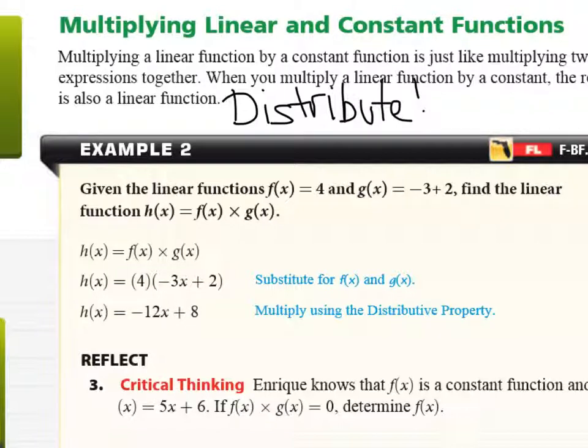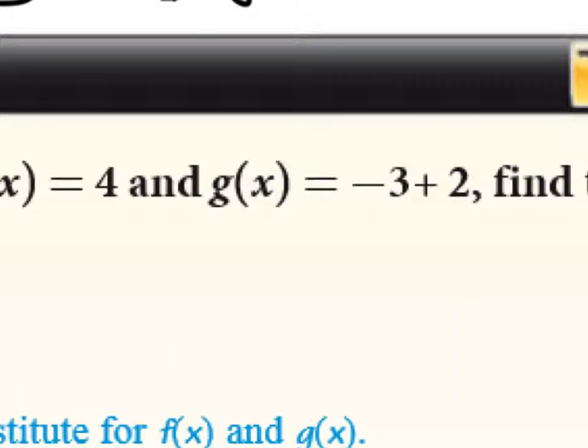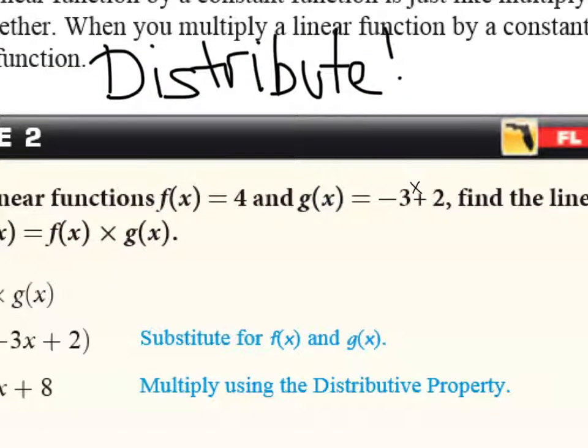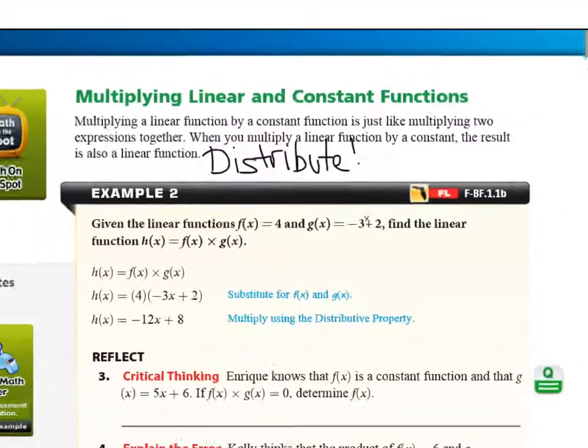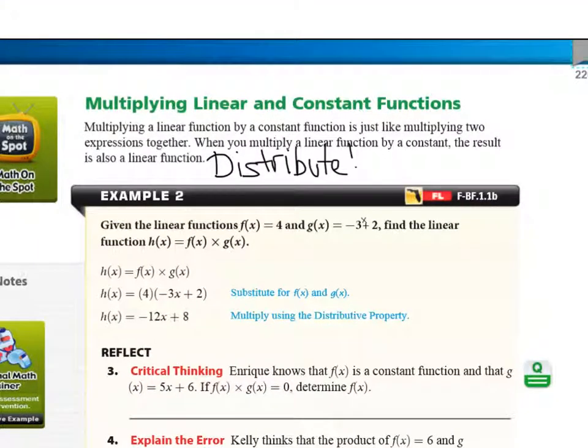So again, they've done one for us here. It says to take f of x, which this time is just 4, so there's your constant, and g of x, that should have a negative 3x there. So if your workbook doesn't have an x next to that negative 3, go ahead and add it. And we're going to multiply f of x times g of x to create h of x. So f of x is again 4 times negative 3x plus 2. So when we distribute the 4, we get negative 12x plus 8.